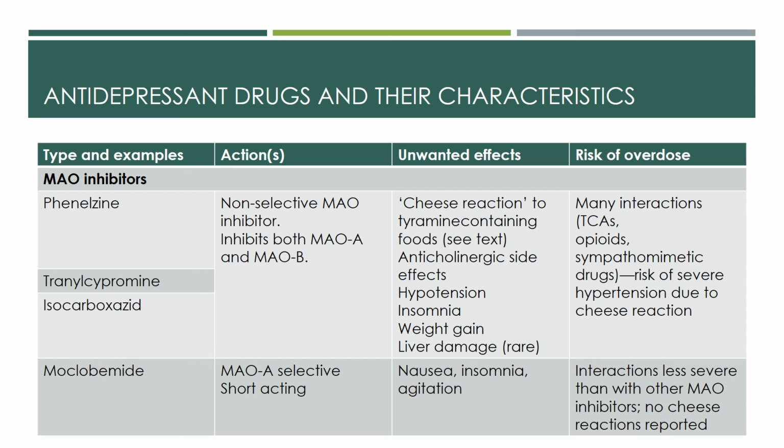Another one is moclobemide, which is a short acting, MAO A selective inhibitor. Unwanted effects are nausea, insomnia, and agitation. The risk of overdose is that interactions are less severe than with other MAO inhibitors. No cheese reactions have been reported.